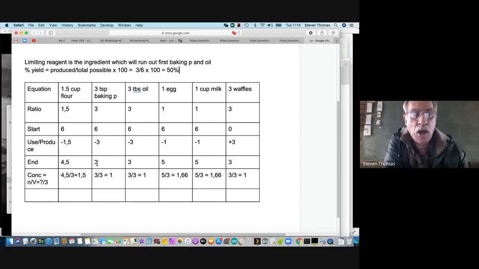Yes, sir. Okay, so you take the total you made over the total possible number, turn it to a percentage by times-ing 100, and you find that we've got a percentage yield of 50% for this whole equation.